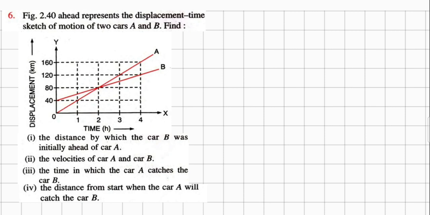Question 6, 2 cars are represented by the graph over here. The first question is, find the distance by which the car B was initially ahead of car A. Have a look. This is the graph of car B, this one. How much ahead it was? 40 kilometers. So that is the first answer. Second question, velocities of car A and B. For that we need to find the slope. So velocity of A will be equal to slope, that is 160 upon 4. That is equal to 40 kilometers per hour.